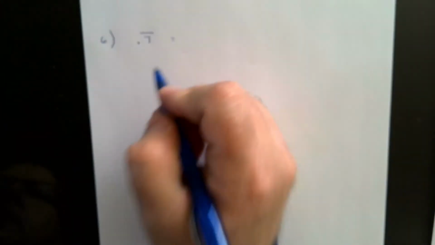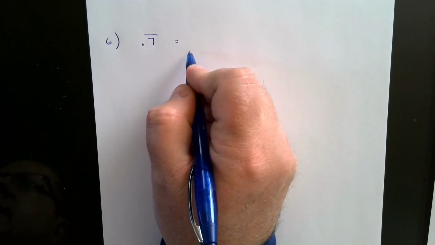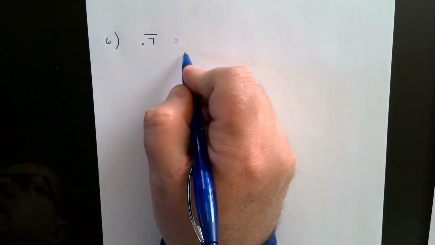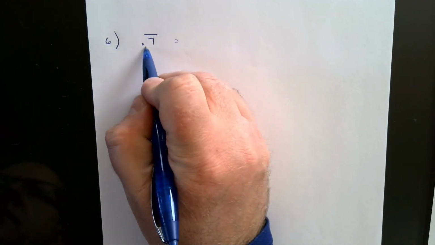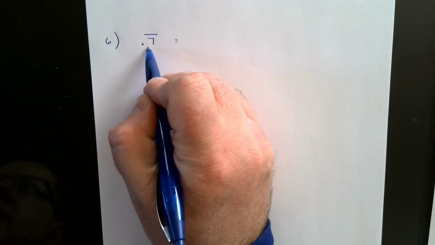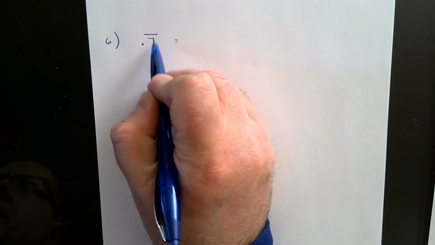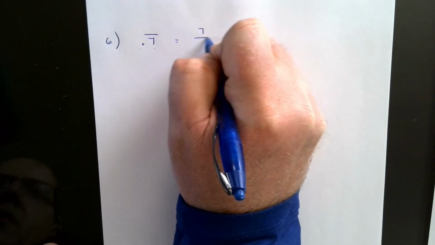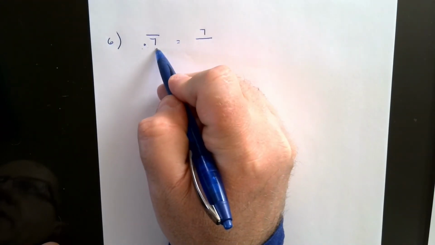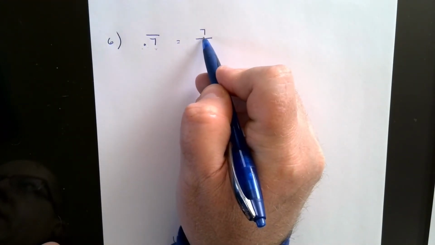Now we want to turn 0.7 repeating into a fraction. So it's a little bit different. We still look at how many spots are behind the decimal. There is one number repeating behind the decimal, so that number is still going to go on the top in the numerator spot. If it's just 7 repeating, that's what goes up here.